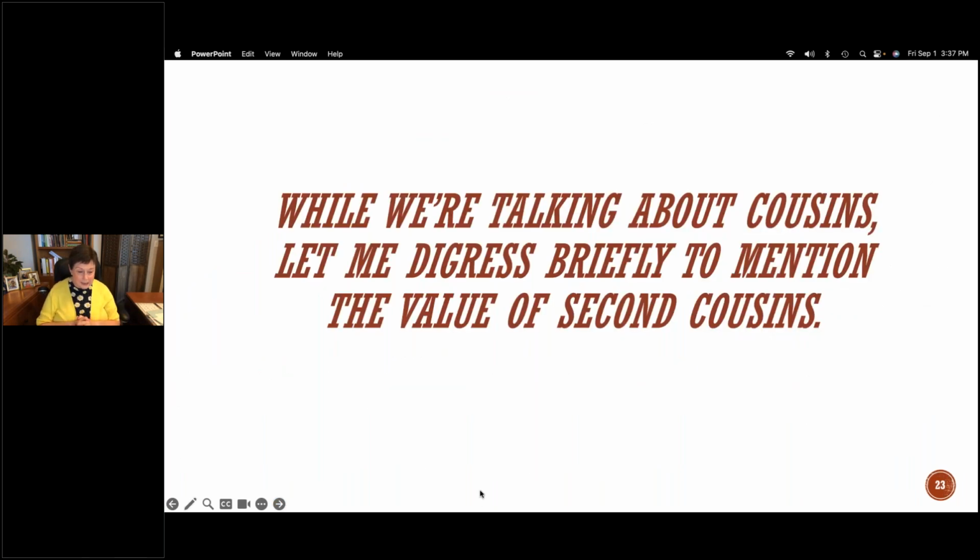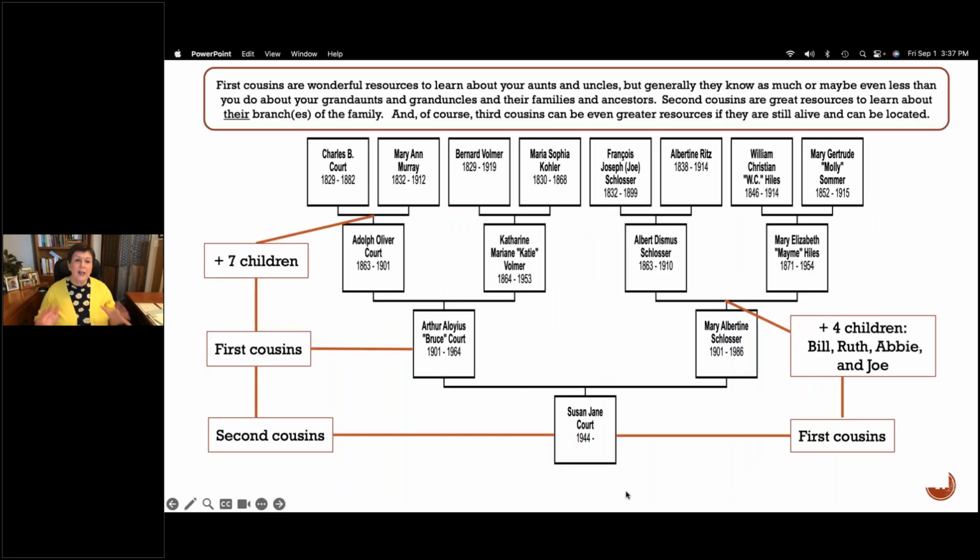Well, we're talking about cousins. I would like to digress briefly to mention the value of second cousins. First cousins are wonderful resources to learn about your aunts and your uncles, but generally they know as much or maybe even less than you do about your grand aunts and granduncles and their families and ancestors. On the other hand, second cousins are great resources to learn about their branches of the family. And of course, third cousins are even greater resources if they're still alive and you can locate them.